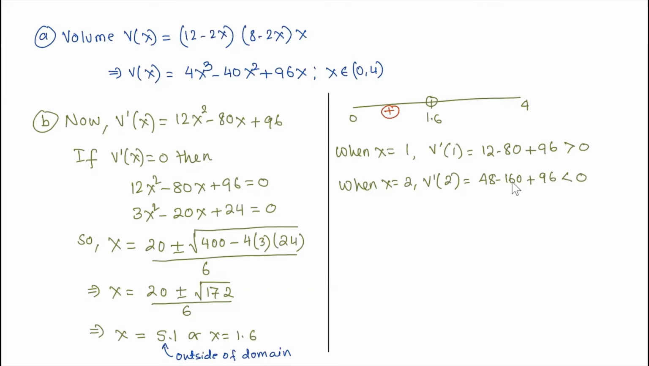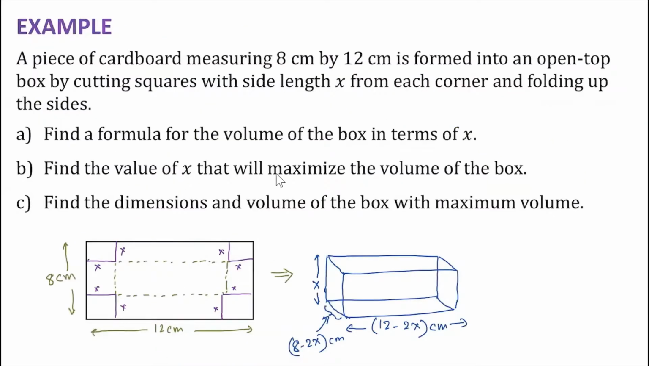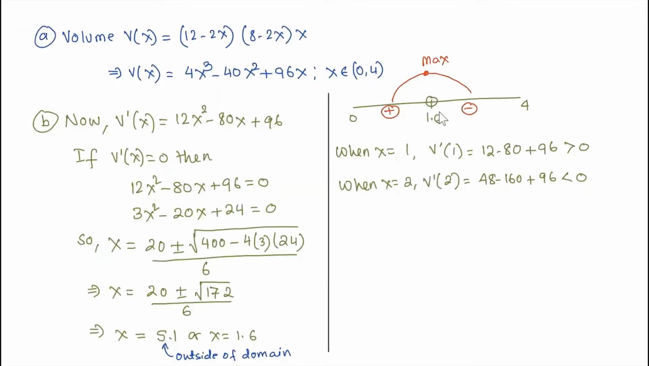So in the second interval, the first derivative is negative. In the first interval, the function is increasing, positive derivative. And then we have a negative derivative, meaning the function is decreasing. So at x equal to 1.6, the function has the maximum value. Now we can answer our question. The question was to find the value of x that will maximize the volume of the box. So the volume of the box is maximum at x equal to 1.6.